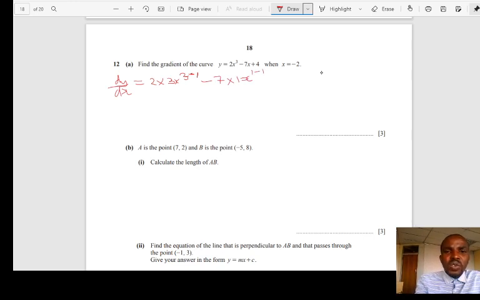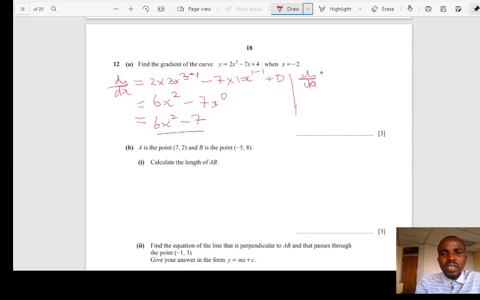Then differentiating a constant, you get 0. A term without x, you get 0. Then this one will be 6x squared minus 7 times x to the power 0. x to the power 0 is 1. Any number raised to the power 0 is actually 1. So 6x squared minus 7 times 1, which is 7. Then when x is equal to minus 2, you substitute. Where there's x, you put minus 2. So 6 times 4, 24. 24 minus 7, you get 17.